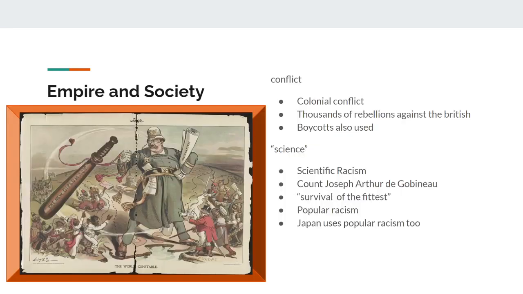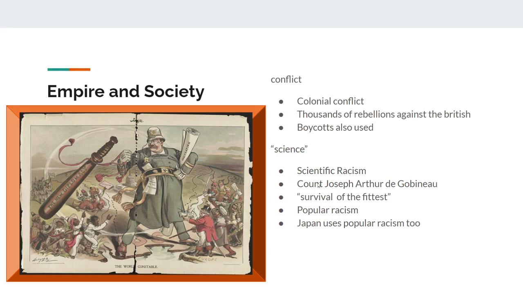Empire and society. Conflict. There was lots of colonial conflict as well. A lot of them were not strong enough to do anything against their colonizers. There were thousands of rebellions against the British because the British had many colonies. But for the places that were not as powerful, they began to use boycotts and boycotted their colonizers' goods.